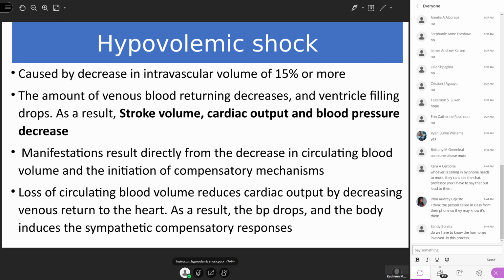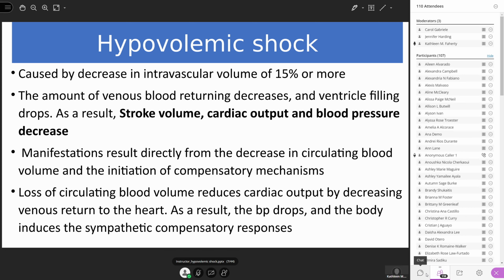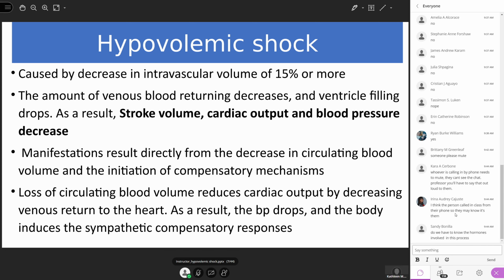Okay. The manifestations, which are the clinical signs and symptoms, result directly from the decrease in circulating blood volume. And we talked about that. So if your body is not getting perfused, your heart is going to kick into gear to try to save you, and it's going to cause tachycardia. That's one of the cardinal symptoms of shock. Then you're going to have that pale skin, dry skin. In hemorrhagic shock, you're going to have cool extremities.